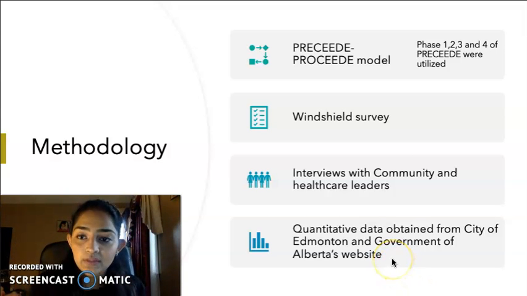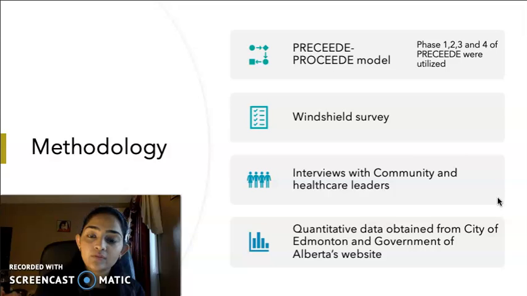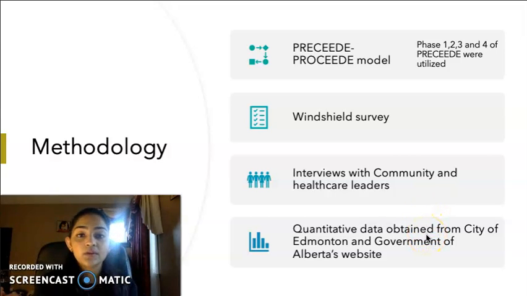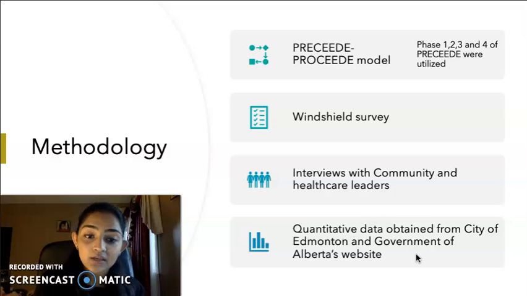So now we proceed on to the methodology. The PRECEDE-PROCEED model was utilized for conducting the community assessment. For this model, phases 1, 2, 3, and 4 of the PRECEDE were utilized. The entire assessment comprised the following components: a windshield survey, followed by interviews with community and healthcare leaders. Quantitative data obtained from the City of Edmonton and Government of Alberta websites were utilized to create the socioeconomic demographic profiles and the health profiles of the community. Information from the survey, interviews, and the quantitative data were compiled to create a list of the community assets, capabilities, and resources.